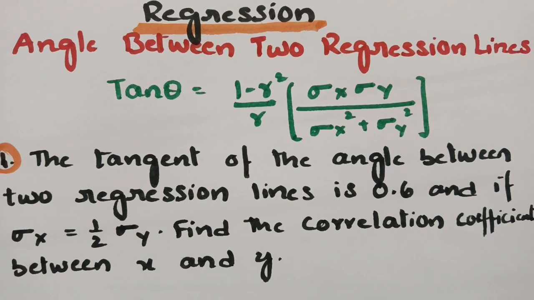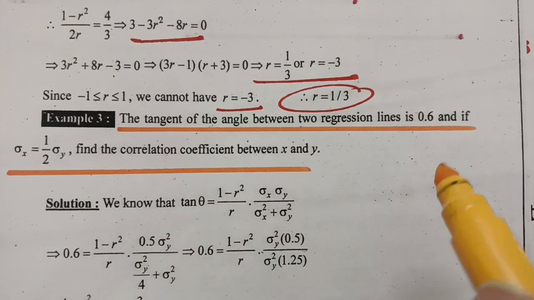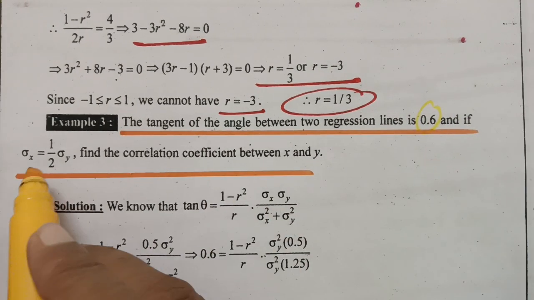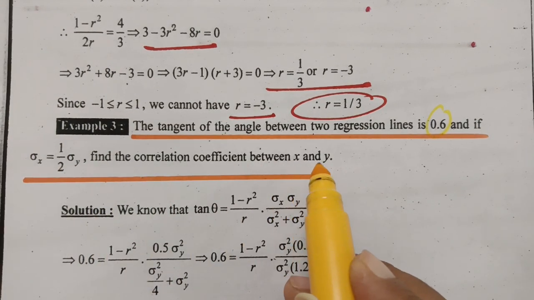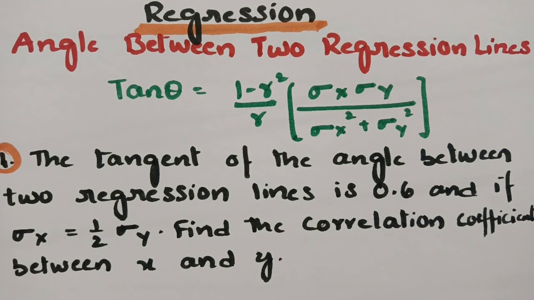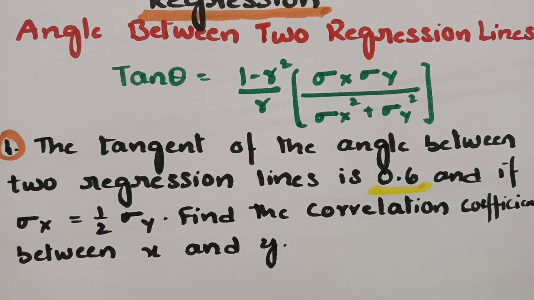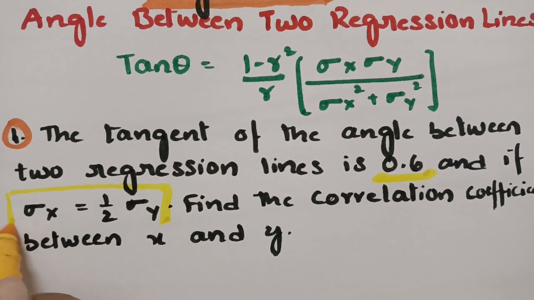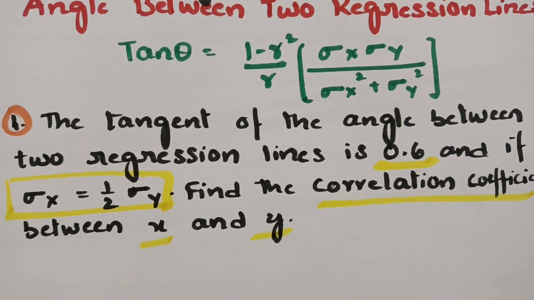See, the first question from the textbook here is: the tangent of the angle between the two regression lines is 0.6, and if sigma x is equal to half times sigma y, find the correlation coefficient between x and y. So this is the question, and now we are going to solve this. Here the tangent of the angle is given as 0.6, and sigma x is given as half times sigma y, and we have to find the correlation coefficient between x and y.